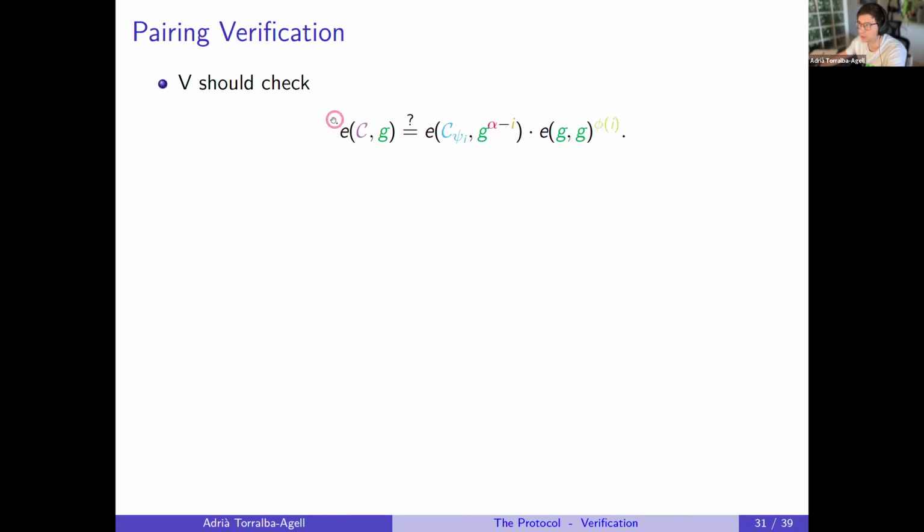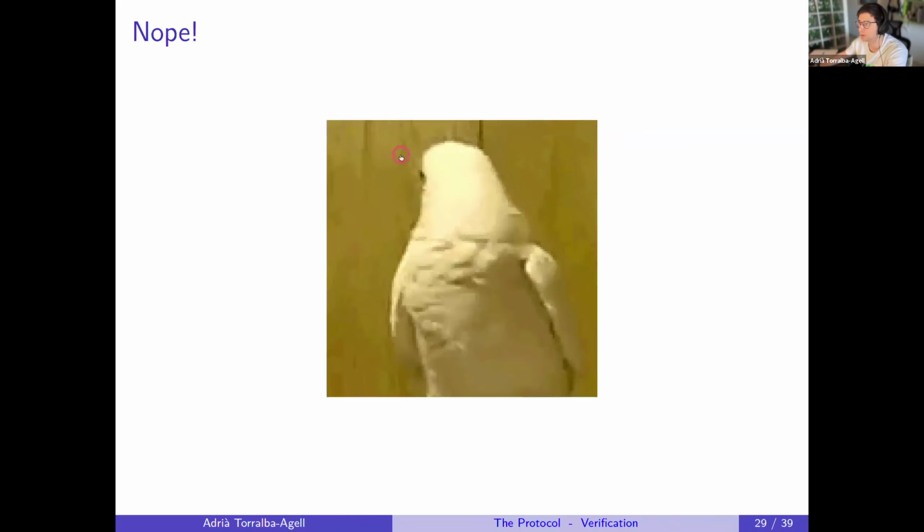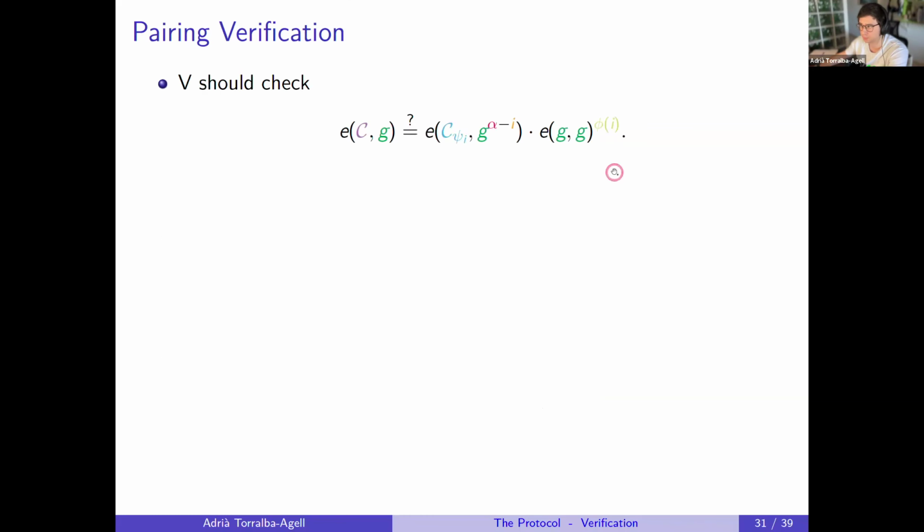The derivation from the last one, from this thing here to here, is explained in the paper, but I don't have enough time to explain that. So our goal here is to check, the verifier wants to check that this left-hand side is equal to this right-hand side.